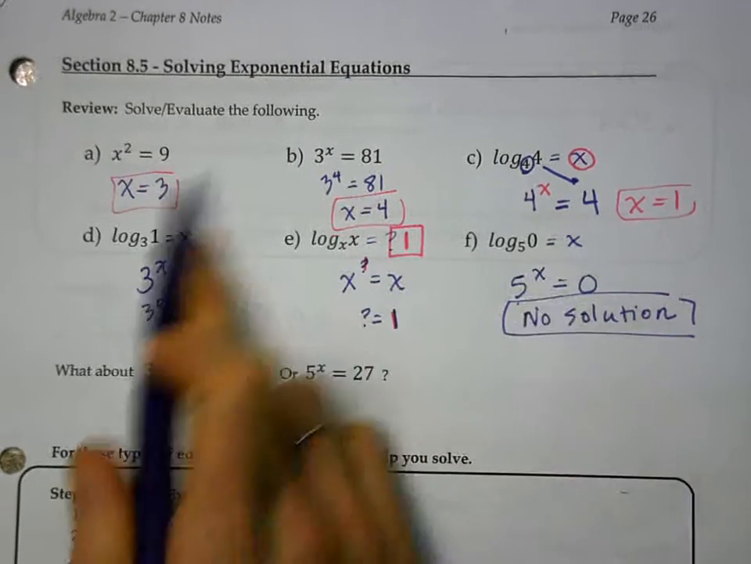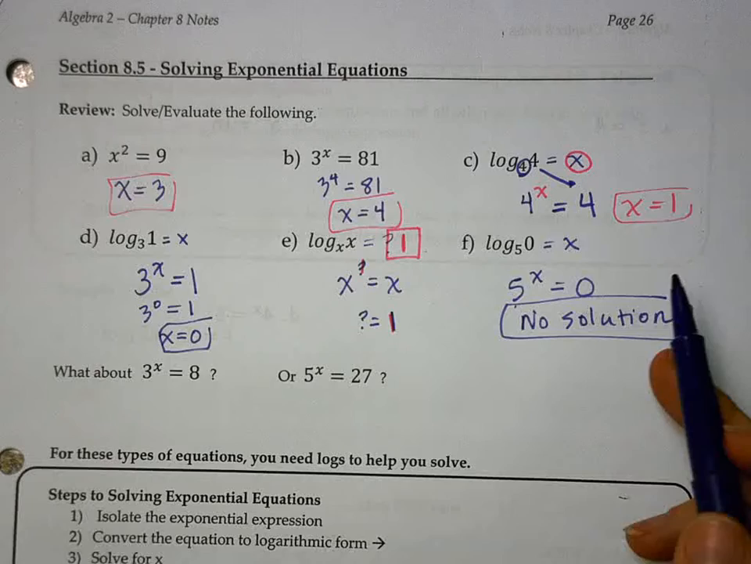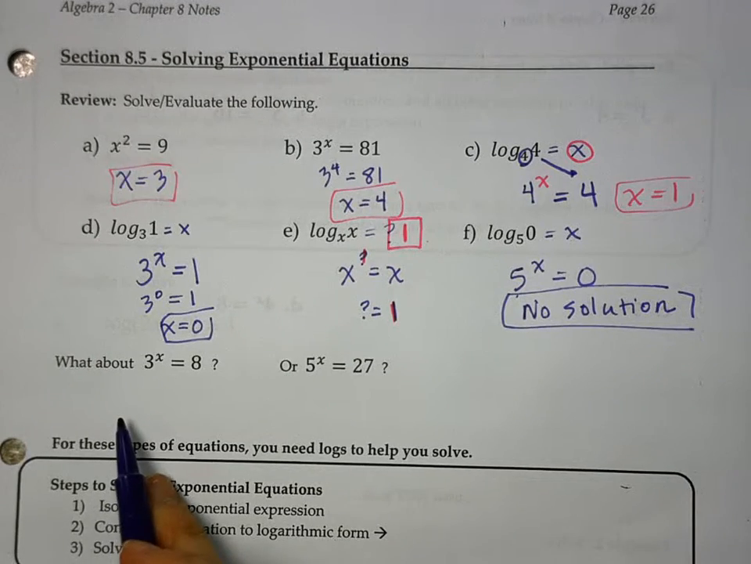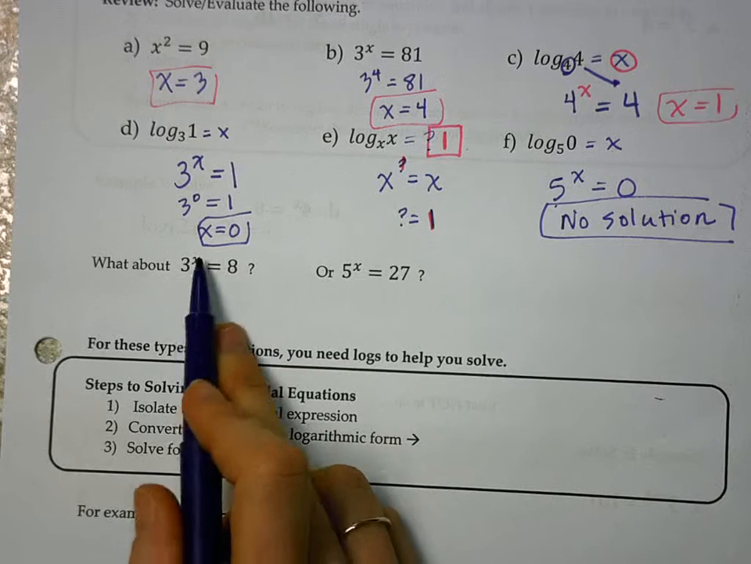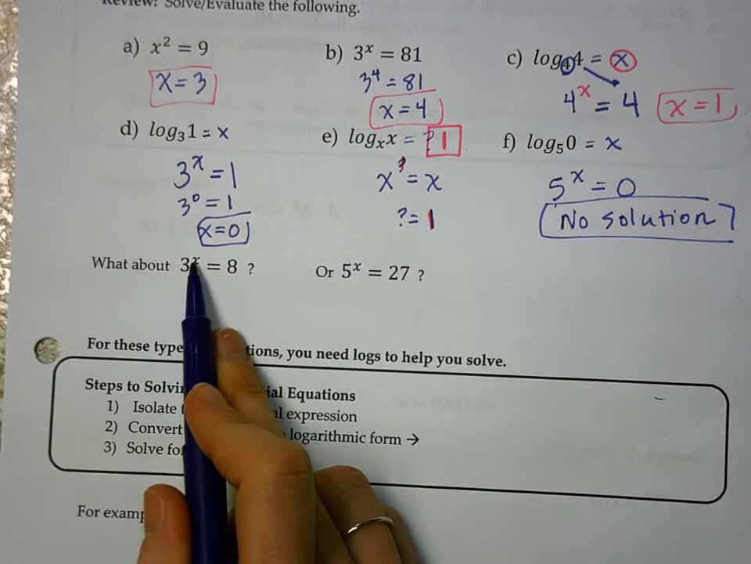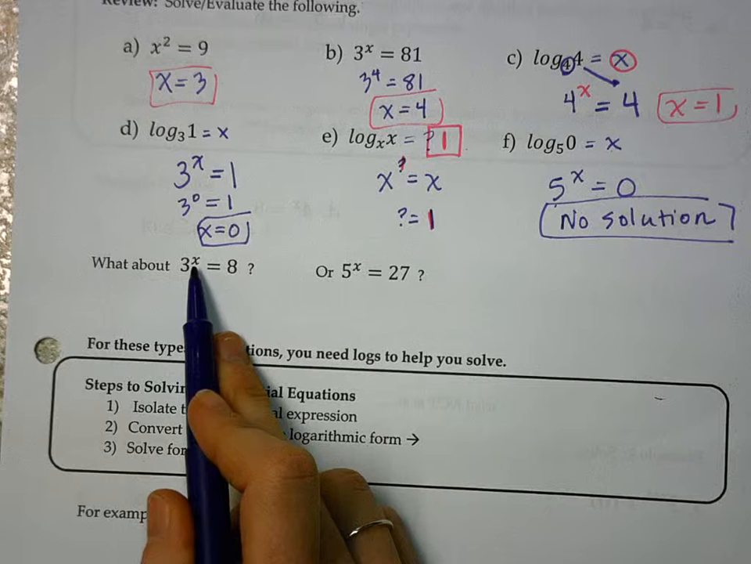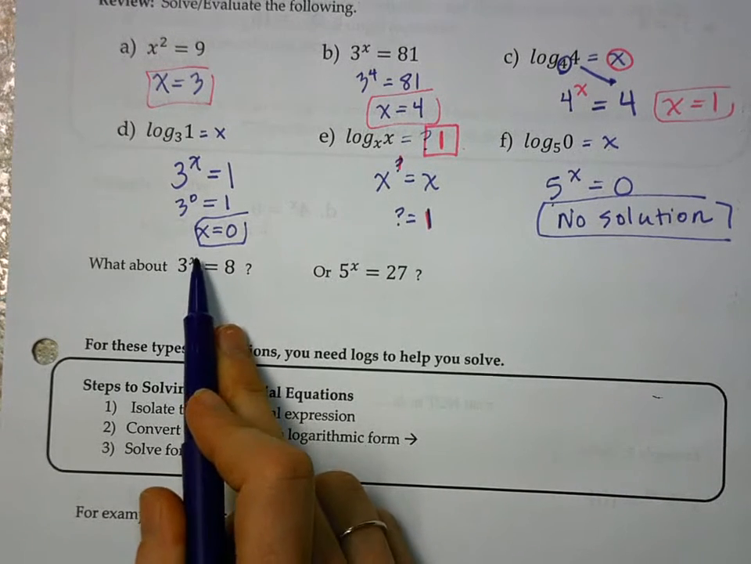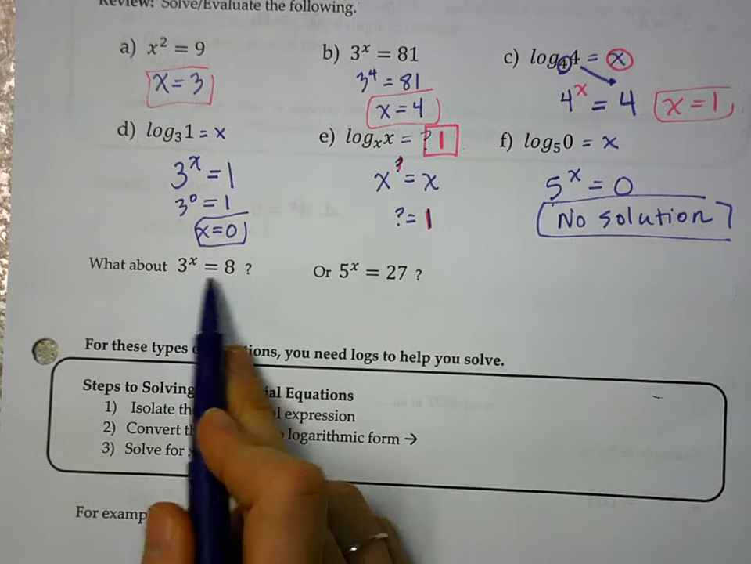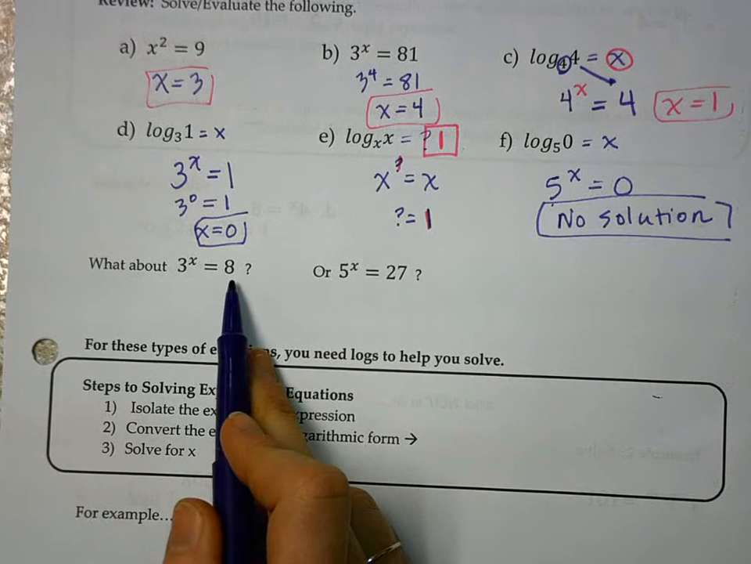Alright, so looking at these first few, we could do this really without a calculator. But now let's move to the next problem. 3 raised to what power equals 8? You could try some guessing and checking. 3 to the first is 3. 3 squared is 9. 3 cubed is 27. But there's no number that I recognize for x that when I raise 3 to it would give me 8.